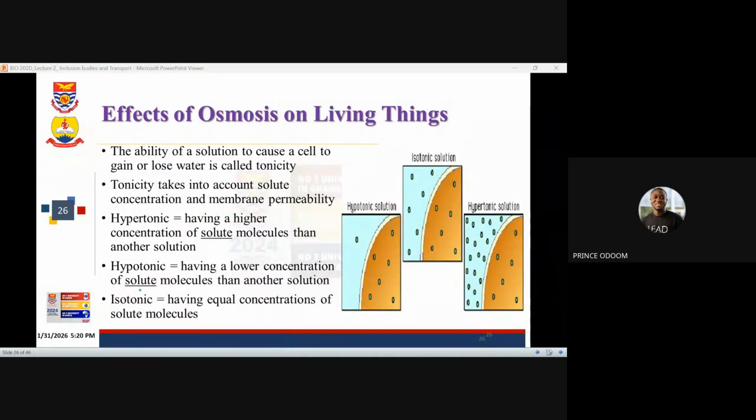Then we have iso, having equal concentration of solute and water. So we'll look at this in detail because they are going to help us to do some analysis. So now I believe we've gotten it in our minds now. Hypertonic, hypotonic, and isotonic, because I'll be asking, we'll look at some real life situations on this, and then we'll be able to explain.